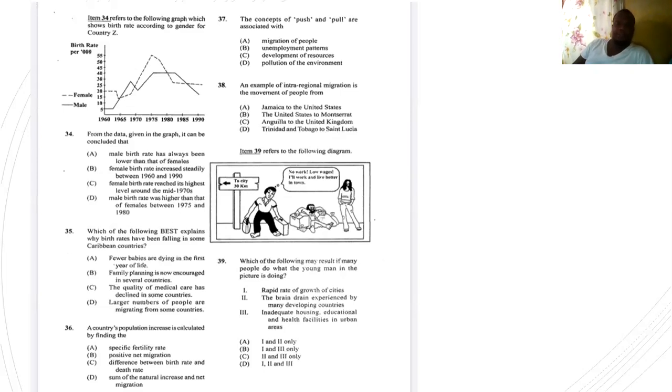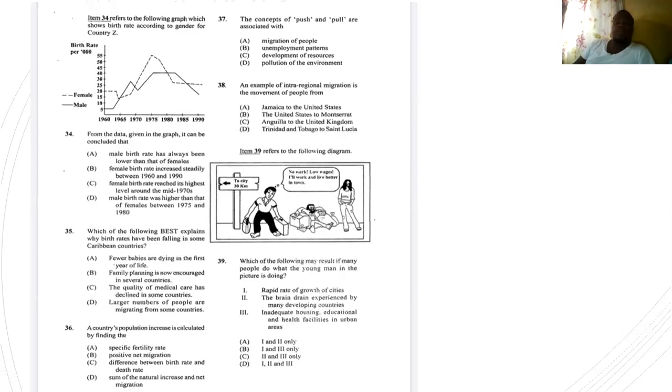So look at the diagram. A young man is leaving with a suitcase and a small bag in his hand, passing a sign that says to the city, and you say, no work, low wages, I'll work and live better in town. So apparently he's moving from a rural area to a town, or it could be that he's moving from an urban area to somewhere else because they suffer with high levels of unemployment too. But this is more rural to urban, it looks like.